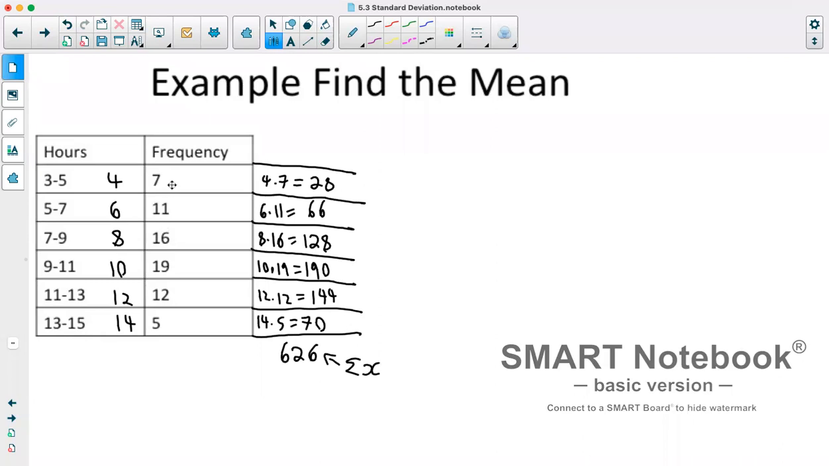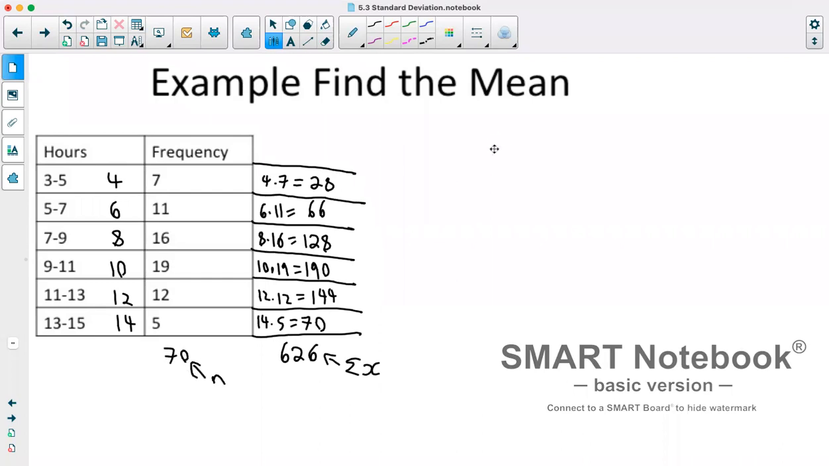When we add this up, we have 7 plus 11 plus 16 plus 19 plus 12 plus 5, and we have 70. Now, technically, that is our n.